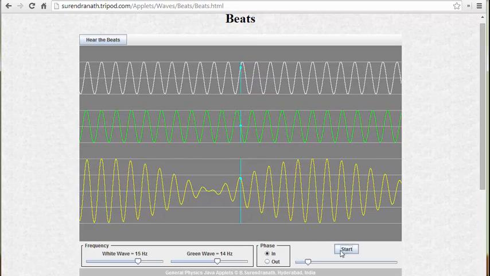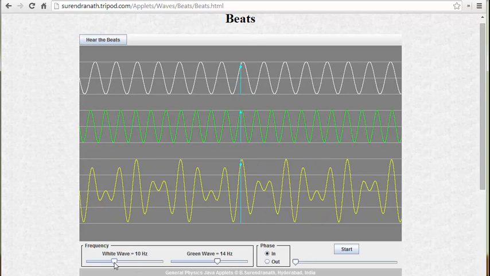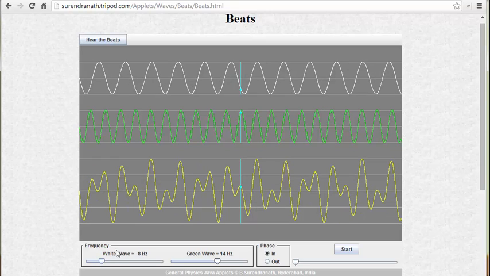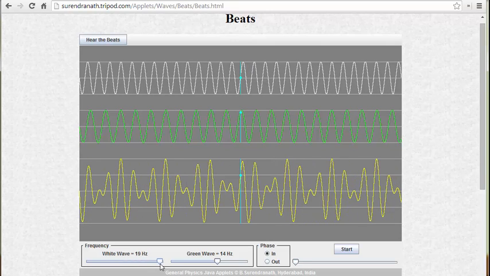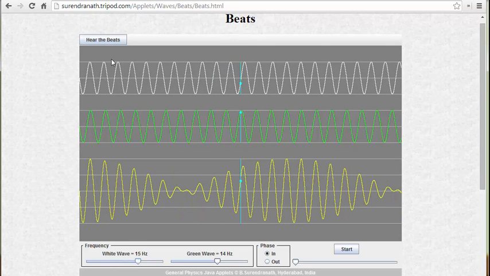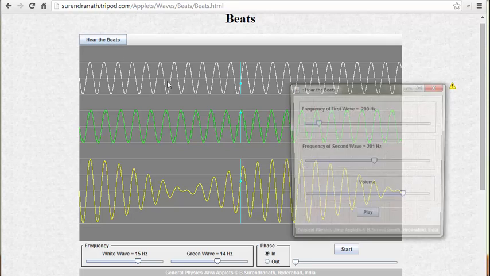If the waves have frequencies that are more different than just one, let's grab this one, then you get some different wave patterns, but it's still a repeating pattern where the frequency is given by the difference in the two waves. Might not look quite as nice and pretty, but you get the idea. Okay, let's listen to some of these.